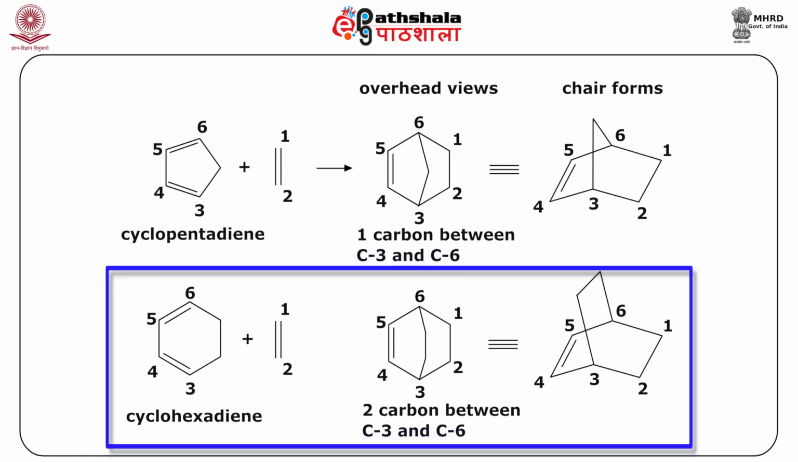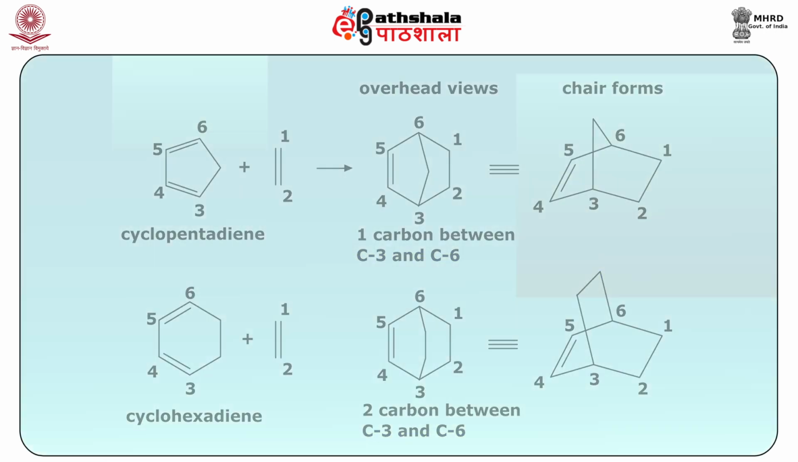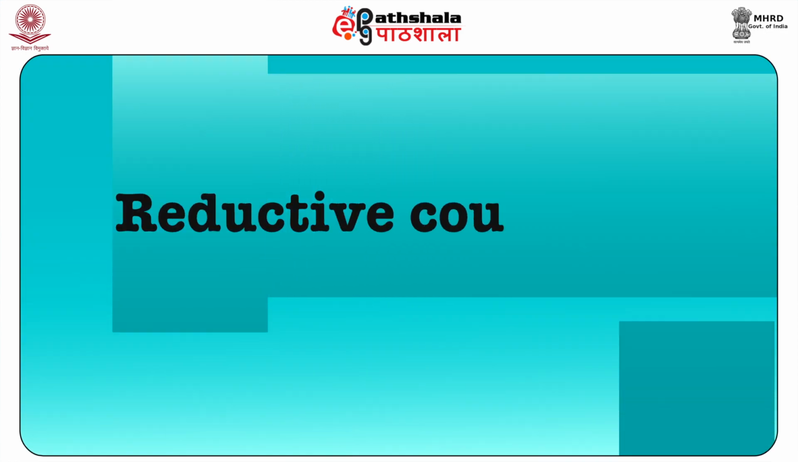Cyclohexadiene also reacts with ethene, leading to the formation of bridgehead compounds with the two carbon atoms at the two bridgehead positions. Reductive coupling. The synthesis of bridge rings by reductive coupling had been carried out by Corey et al. They had reported a titanium-based reagent for the intramolecular pinacolic coupling of ketones and aldehydes.